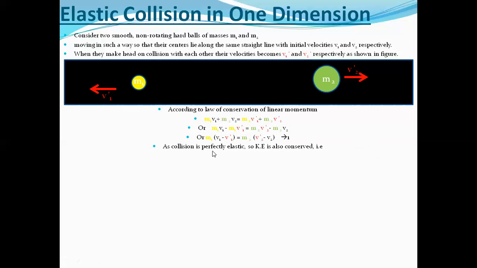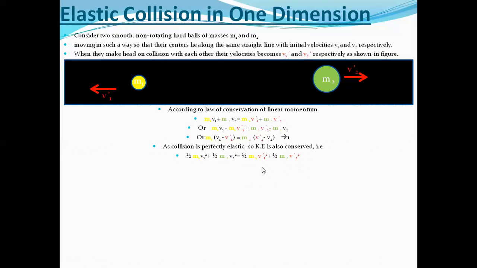As the collision is perfectly elastic, the kinetic energy is also conserved. That means the energy before the collision should remain the same after the collision. So half m1 v1 square plus half m2 v2 square, that means the energy before the collision, is equal to half m1 v1 dash square plus half m2 v2 dash square, that means the total kinetic energy after the collision.